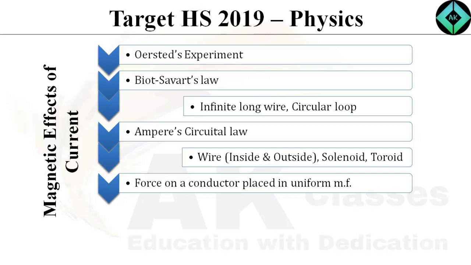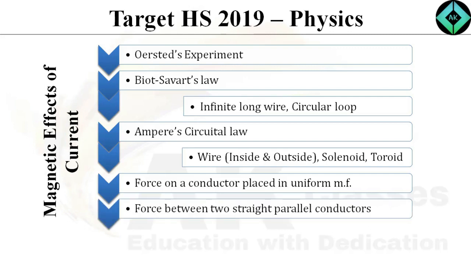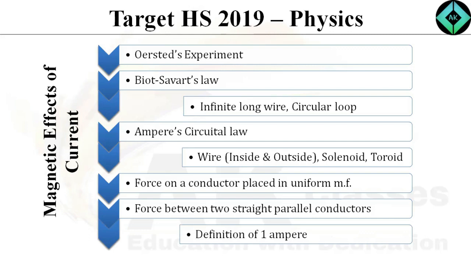Next topic is to find an expression for force on a conductor when placed in a uniform magnetic field, that is the formula F equal BIL sin theta. Also go through the derivation of force between two long straight conductors and study the definition of 1 ampere that can be derived from this formula.